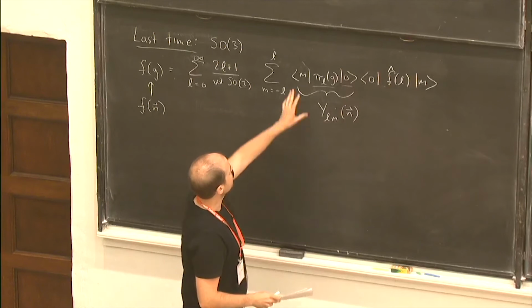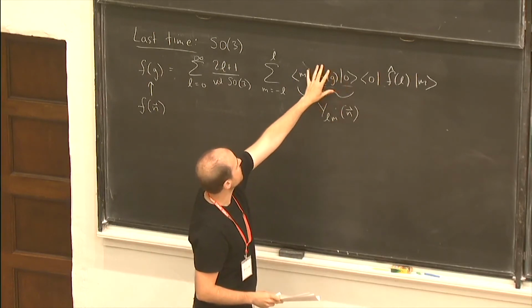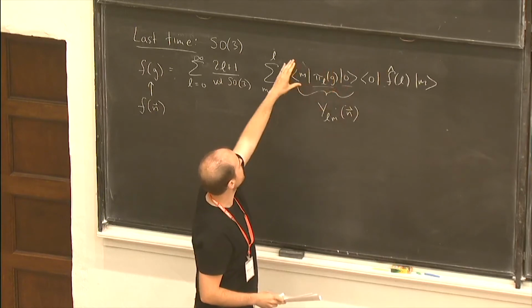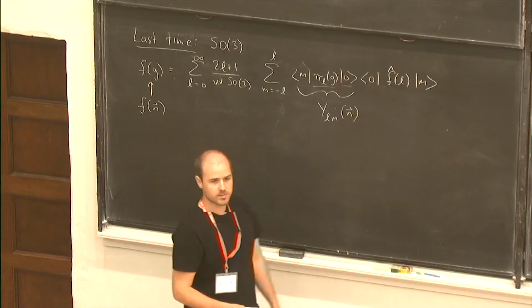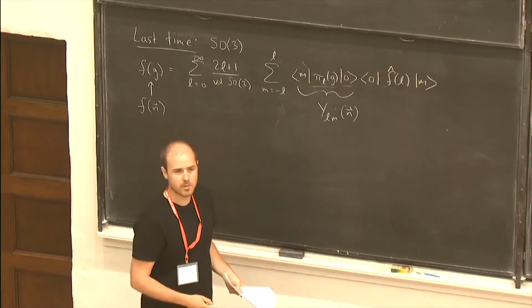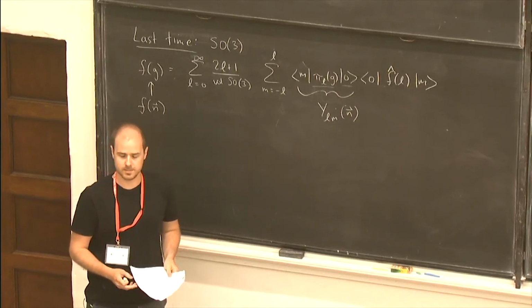Now, these particular matrix elements, between a state that's invariant under SO(2), then you act with an SO(3) matrix, and then some general state, these are precisely spherical harmonics on the sphere. And so from this point of view, we recovered the decomposition of a function on the sphere into spherical harmonics.